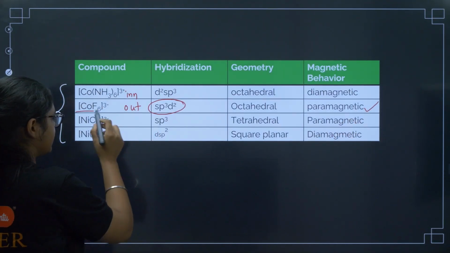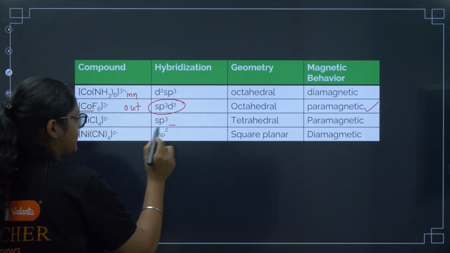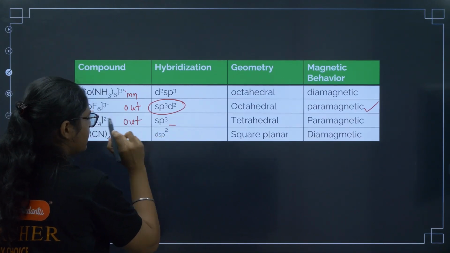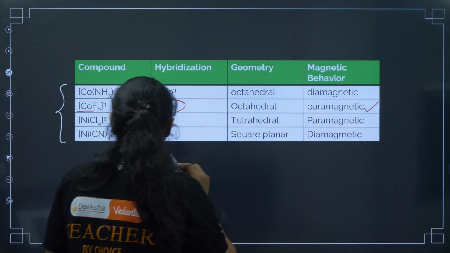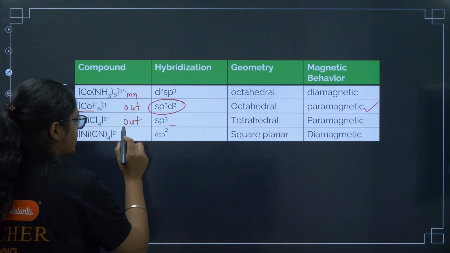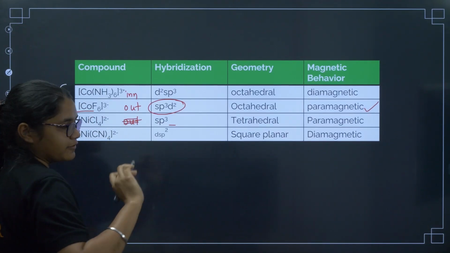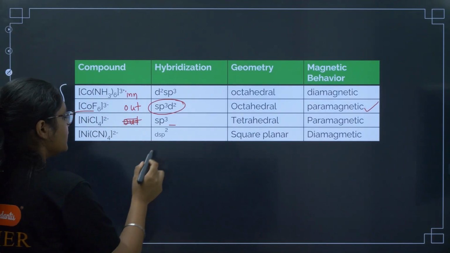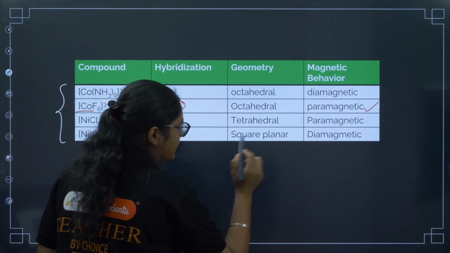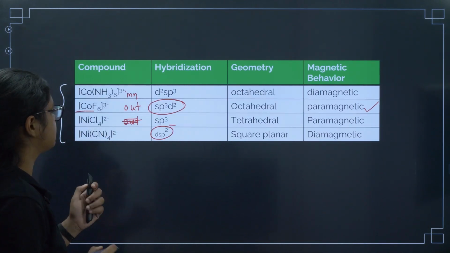Now if you see NiCl4 2-, this is sp3 hybridization. Again, this is an outer orbital complex, tetrahedral and paramagnetic. And in Ni(CN)4 2-, there is no concept of outer because the d orbital is not involved. Here it is dsp2, square planar and diamagnetic. Okay. Next one we'll see.